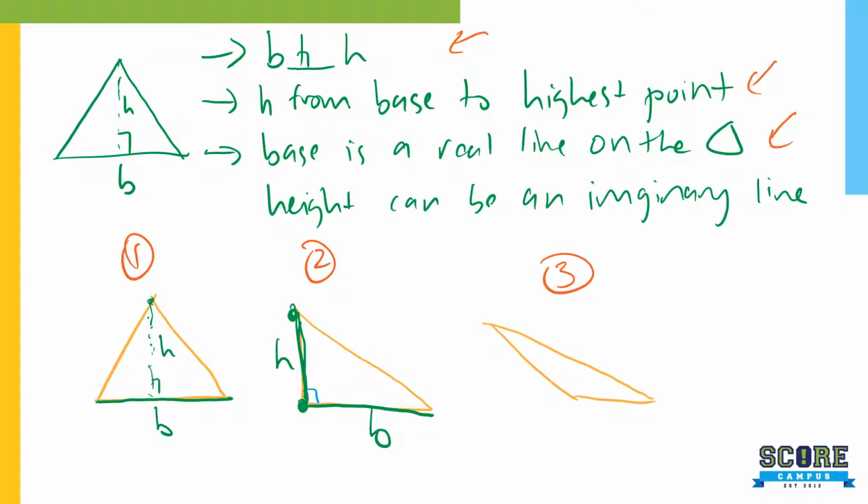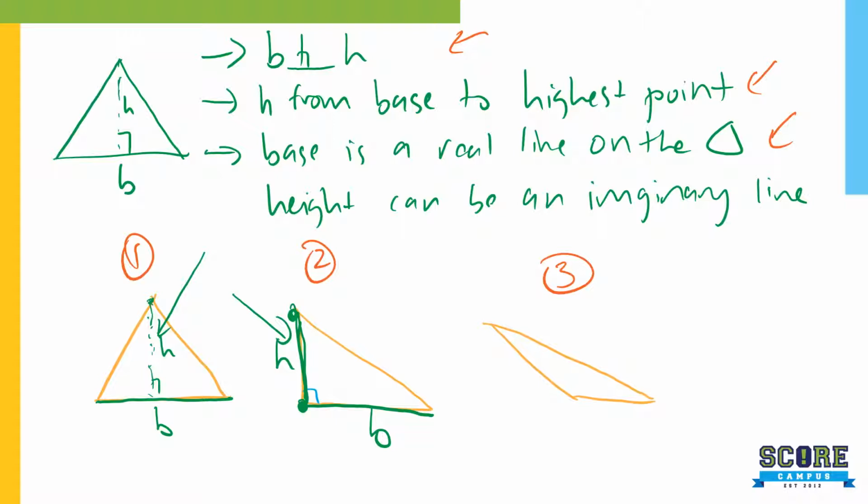Yeah, again here you see in triangle 2, you see that the height is a real side of the triangle. In triangle 1, it's an imaginary line, right? The line isn't there, but you need to draw it. Now in triangle 3, this is the trickiest. Okay, again, just follow the three tips that I gave you above.